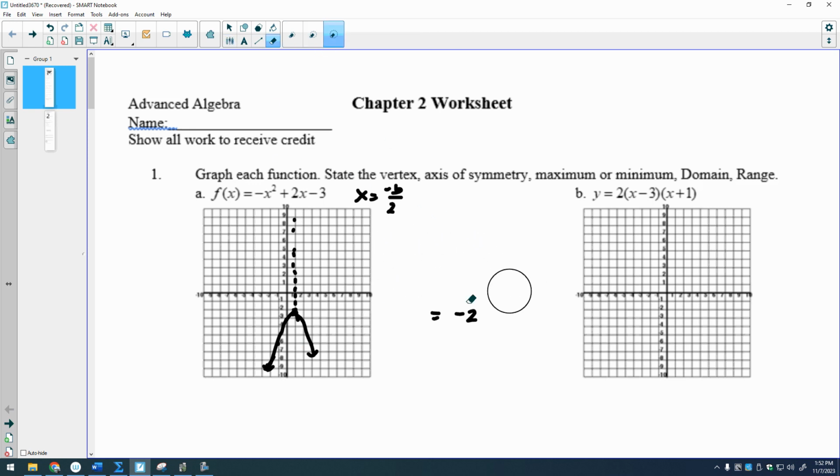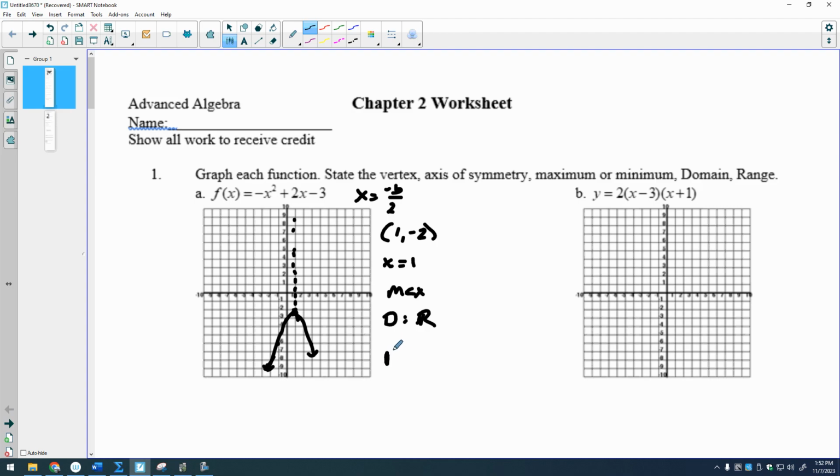Vertex first. x equals 1, y equals negative 2 is my vertex. Axis of symmetry, x equals 1. My maximum or minimum, this is a max. That's really the question, is the vertex a max or a minimum? And now my domain, remember domain for a quadratic, it's all real numbers. You can do a, r, n, I like my little paragraph r. And then my range, my y values are less than or equal to negative 2.